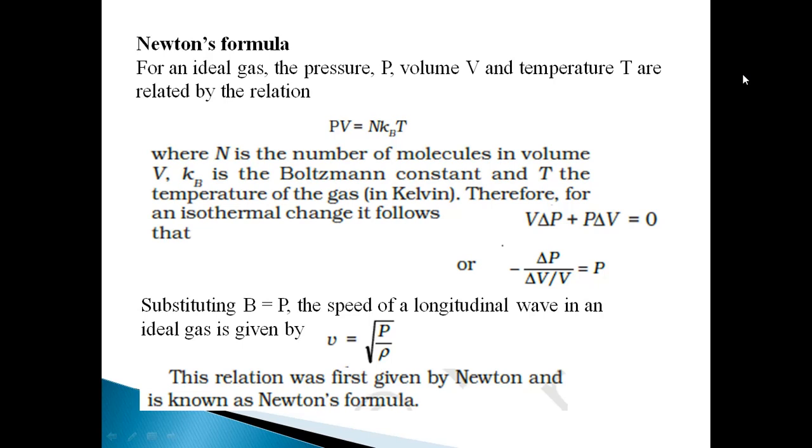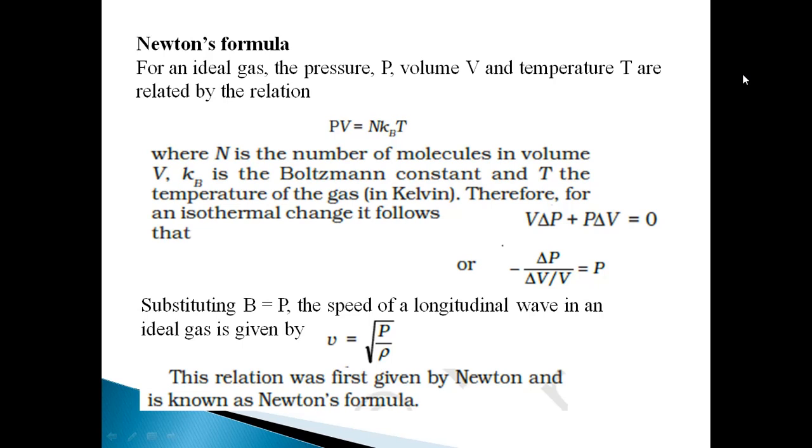Now, if PV is a constant, then differentiating we get V into delta P plus P into delta V equal to 0. Or if you bring P delta V to the other side, then you get minus delta P by delta V by V equal to P on simplifying. But the left side of this equation is the bulk modulus. So here Newton is trying to prove that bulk modulus and pressure are the same when longitudinal waves pass through a gas, or an ideal gas. In an ideal gas, the bulk modulus is equal to pressure.